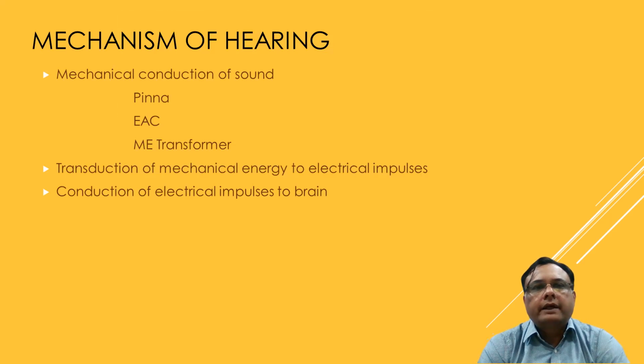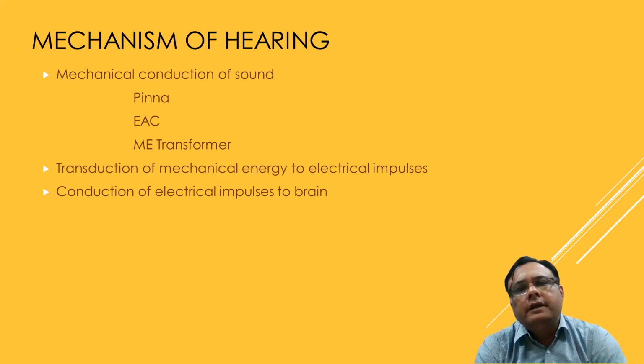Mechanism of hearing. Mechanical conduction of sound is in three parts: via the pinna, external auditory canal, and the middle ear transformer action. Then transduction of the mechanical energy to electrical impulses at the level of the cochlea, and then conduction of electrical impulses from the cochlea via the auditory pathway to the auditory cortex.